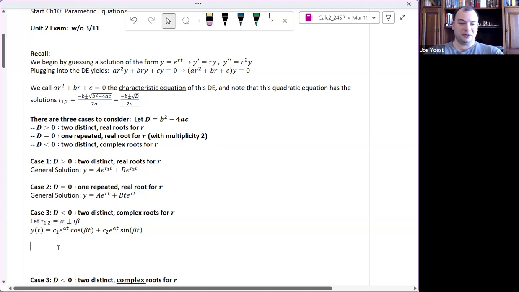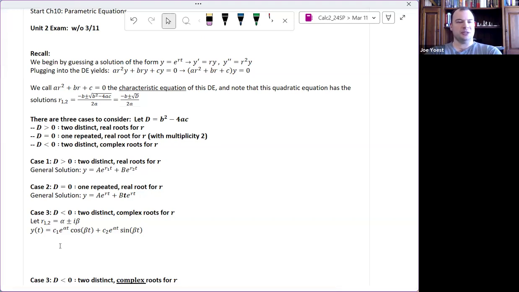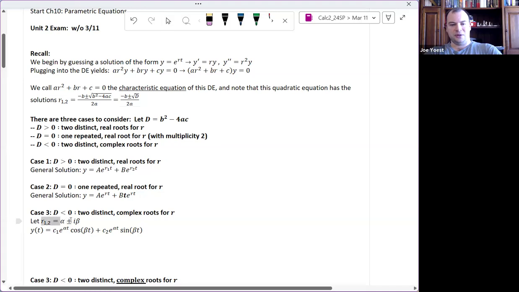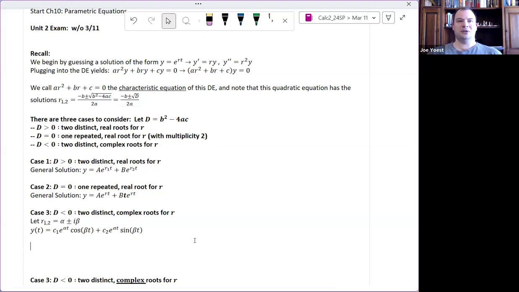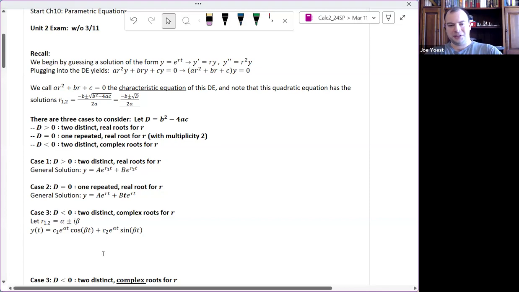And a little bit of a spoiler, but just so that we have everything in one place, the general solution will look like constant 1 times e to the alpha t cosine of beta t plus constant 2 times e to the alpha t sine of beta t, where alpha and beta are the real and imaginary parts of the roots. And in this case, c1 and c2 are the arbitrary constants. And again, same note that with two initial conditions, we can figure out what the two constants are and pick a member of the family of functions as the solution to the initial value problem.